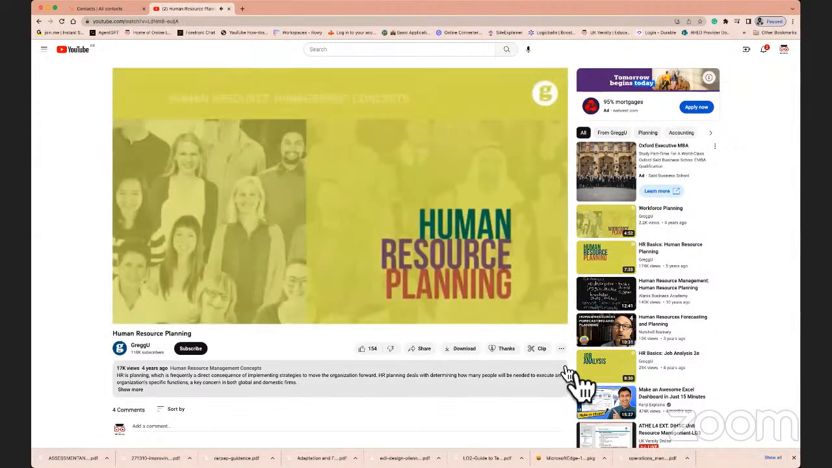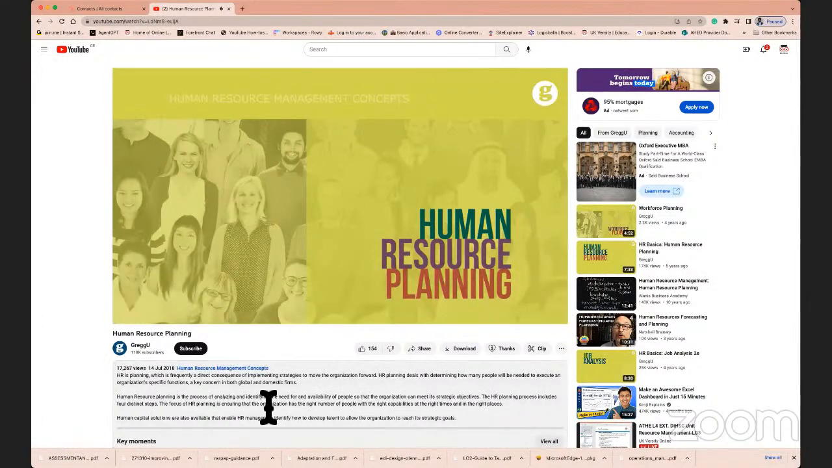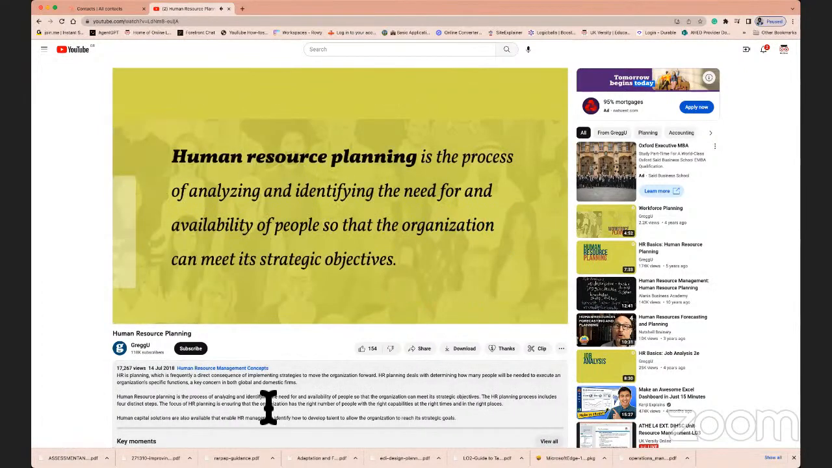Planning, which is frequently a direct consequence of implementing strategies to move the organization forward. HR planning deals with determining how many people will be needed to execute an organization's specific functions, a key concern in both global and domestic firms. Resource planning is the process of analyzing and identifying the need and availability of people so that the organization can meet its strategic objectives.